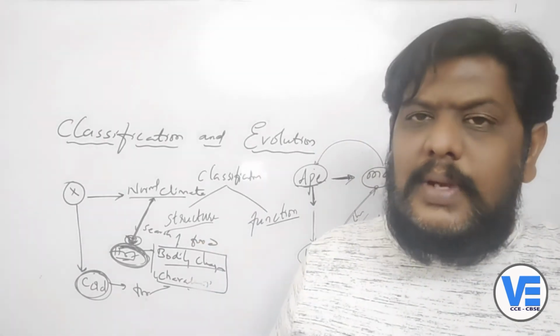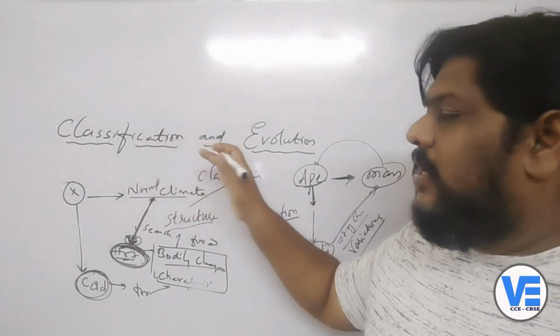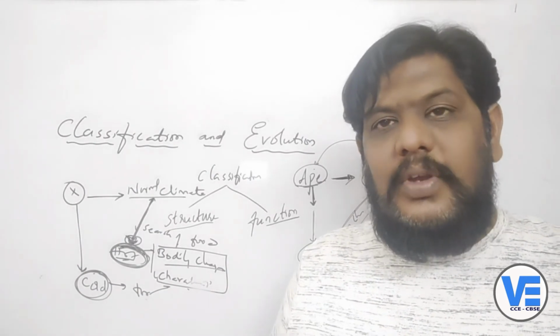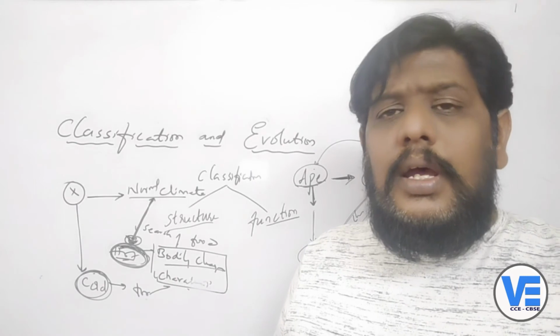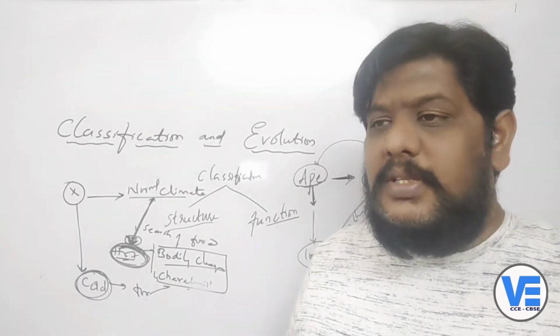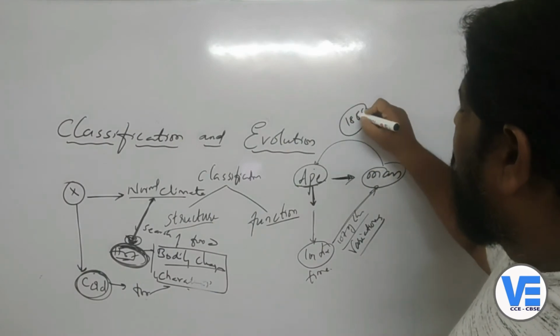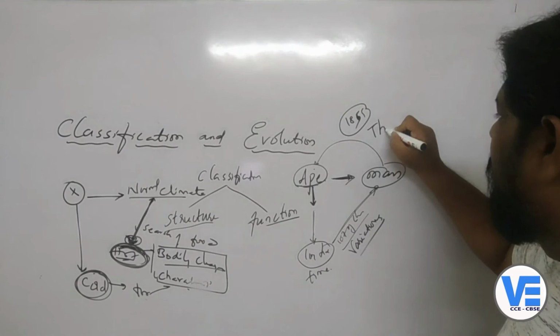So this is how we can know what is classification and what is evolution. Now if you come to Charles Darwin, he has written a book called The Origin of Species in the year 1859.